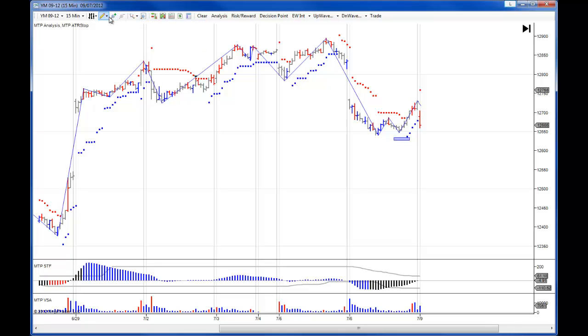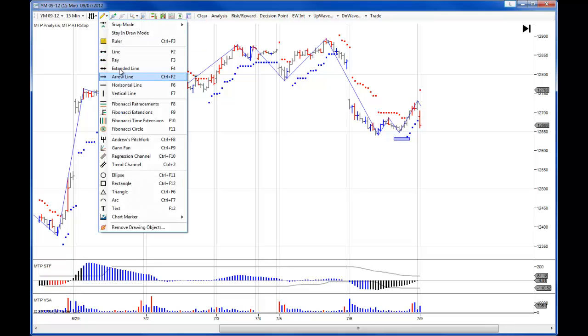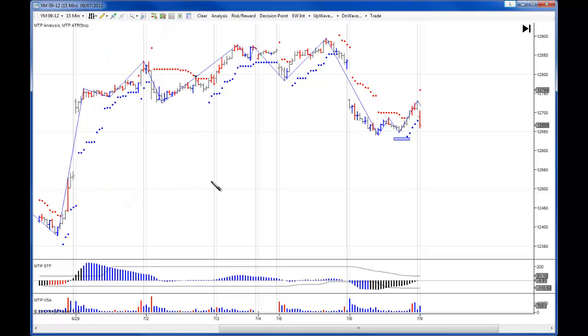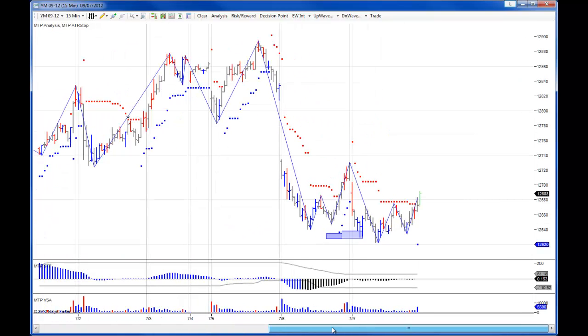I'll just put a little rectangle around that, so that can come down onto the shorter time frame. In fact, I'll just make this a bit bigger. There we go. That'll be a bit easier to get the right size. So there's our DP support zone coming in there.